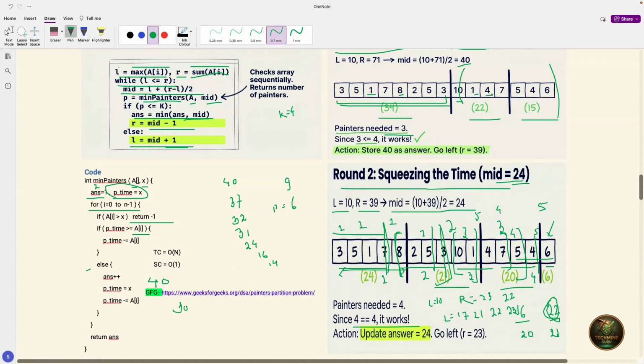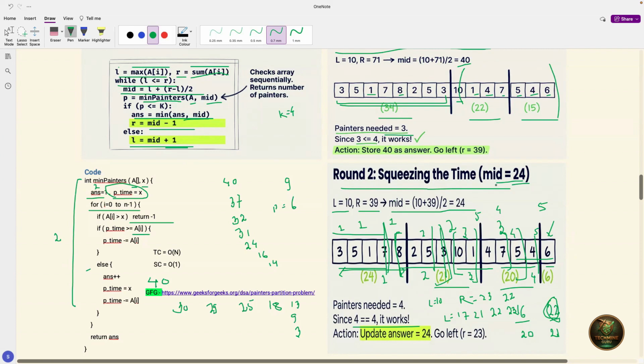Similarly, for this 1, 4 and 7, it will become 29, 25 and 18, right? And similarly, the second painter can paint these 3 as well. So it will become 13, 9 and 3. So for this array, how many min painters will be needed? 2 only, right? But we have been given 3 painters. So we can use one more painter and we can squeeze the time.